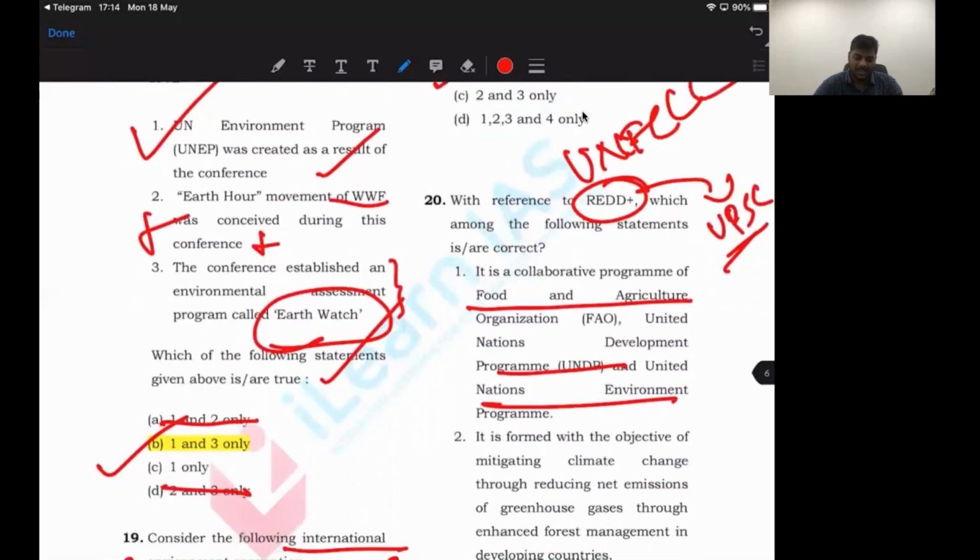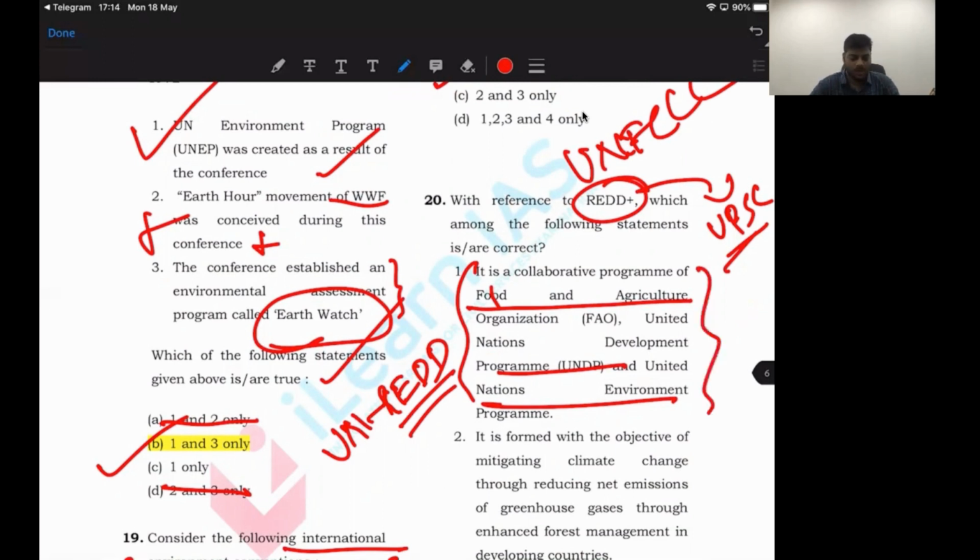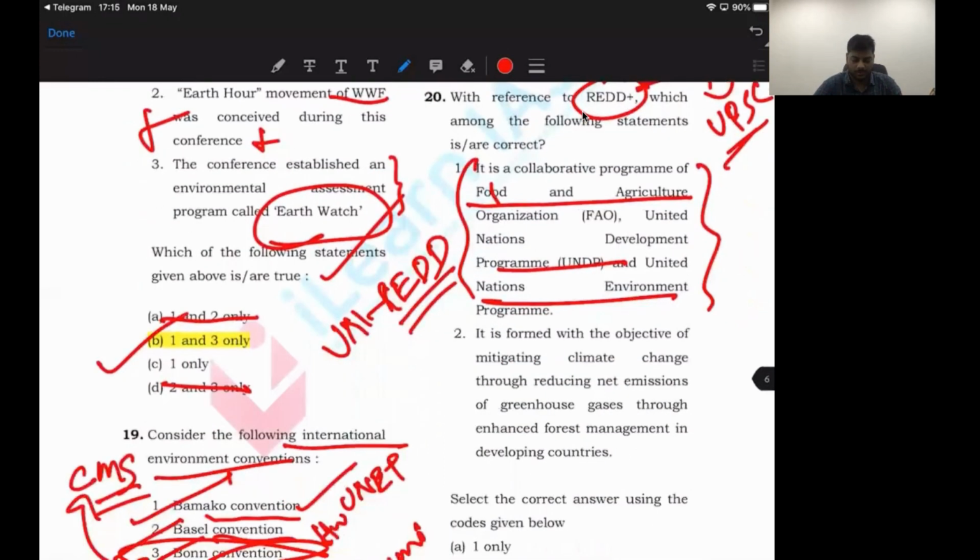So this statement is about REDD, UN-REDD. Okay, not about REDD plus. REDD plus is different from UN-REDD. Got it. So remember this statement: FAO, UNDP, UNEP initiated UN-REDD program, but REDD plus was initiated at UNFCCC's Conference of Parties meeting. So first statement is wrong.